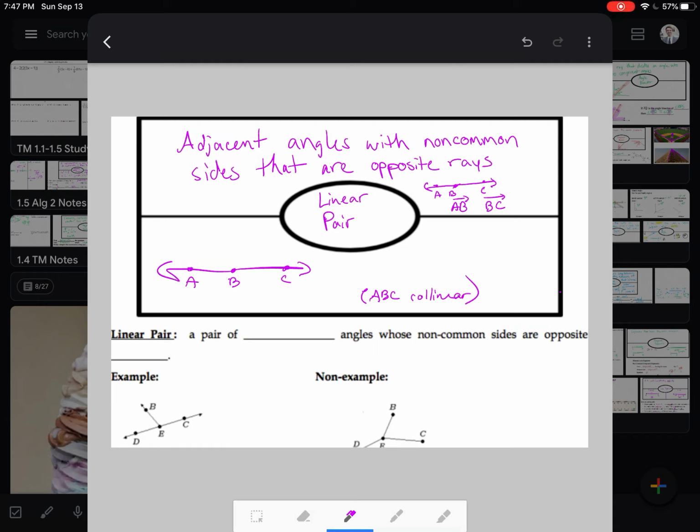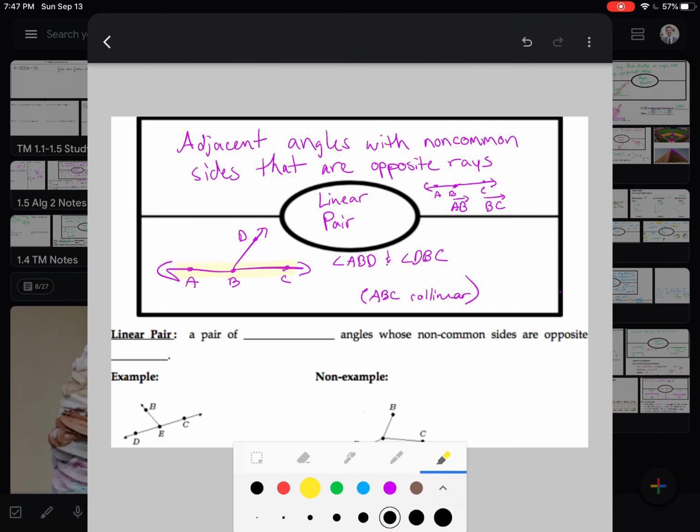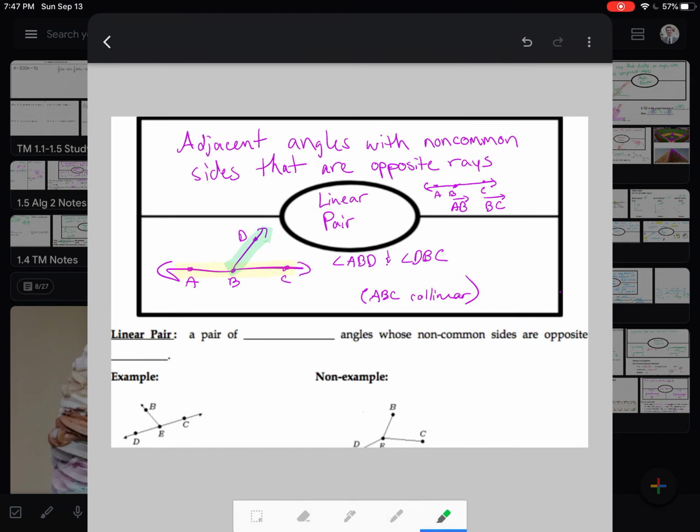And then we need to have our shared side. So I'll make it right here, make that point D. So our linear pair would be angle ABD and angle DBC. So again, here we are, and here is our shared side. And the important thing is, again, the non-common side is a line, basically. So this is our non-common side in yellow. That's a line. It works.